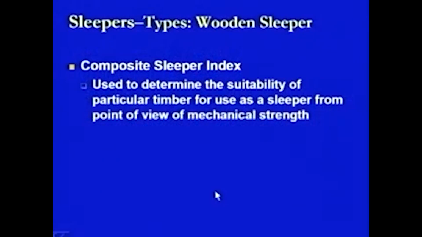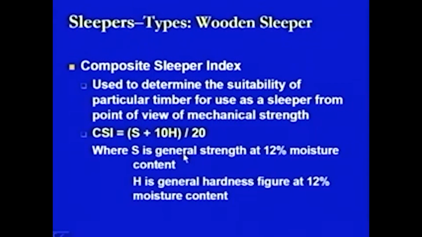Now, in the case of wooden sleepers, so as to look at the strength characteristics or determine the suitability of that particular timber for use, one index is found out, that is known as the composite sleeper index. It is a combination of the general strength at 12% moisture content designated as S, and H, that is the hardness value. This hardness value is taken again at 12% moisture content, and the formula is that CSI, that is composite sleeper index, is equal to (S plus 10 H) divided by 20.